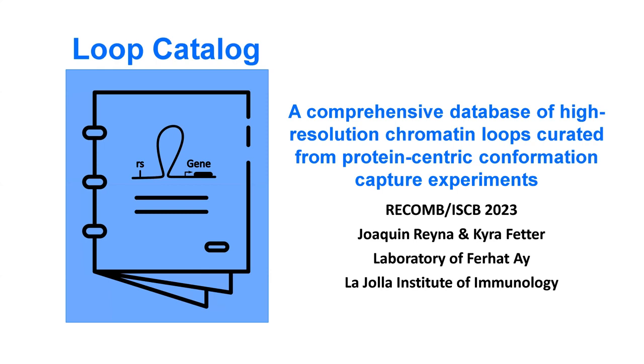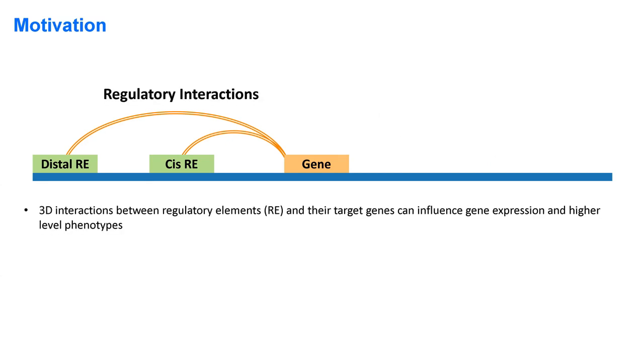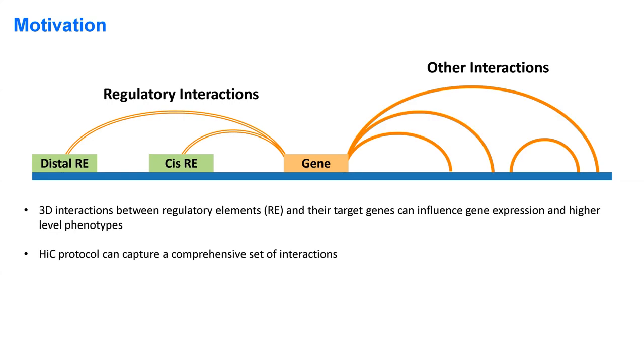And today we'll be presenting the Loop Catalog. To motivate this, I'd like you to think about genes and their regulatory elements. These can work through a variety of functions, but one of the most important is 3D interactions. In order to capture 3D interactions, we use the HiC protocol. However, it tends to capture a comprehensive set of interactions that sometimes might even cost too much.